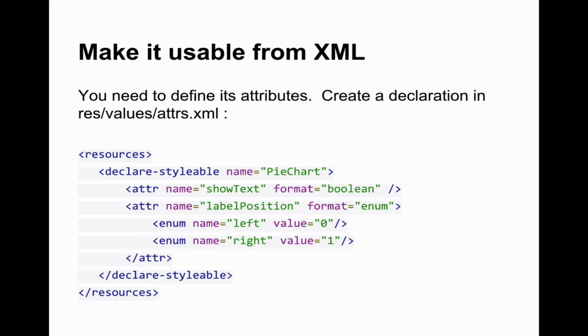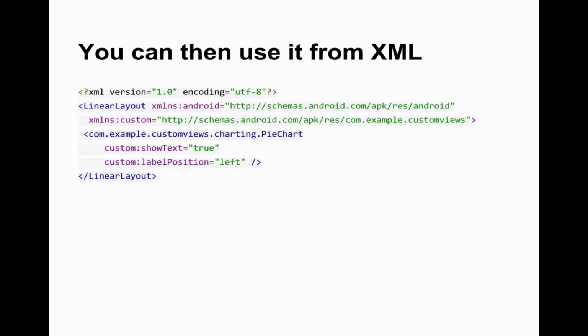So here we are adding two attributes, an attribute show text, which is Boolean, and an attribute label position, which is an enumeration that has two values, left and right, that are internally translated to values 0 and 1. Okay, and this is for an XML class called PieChart. So that's what happens behind in order to be able to define attributes in XML for your class. So once you do that, then we are able to use the class from XML.